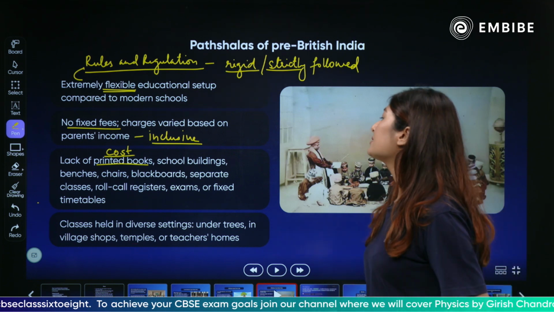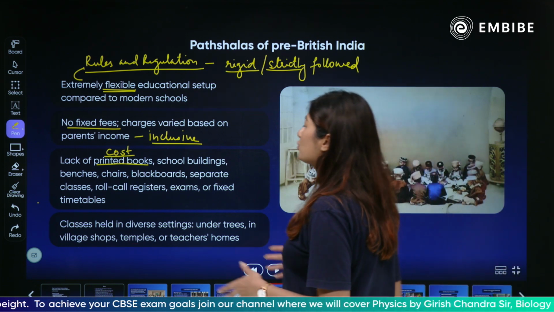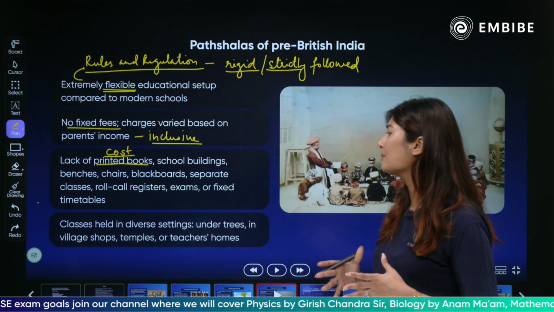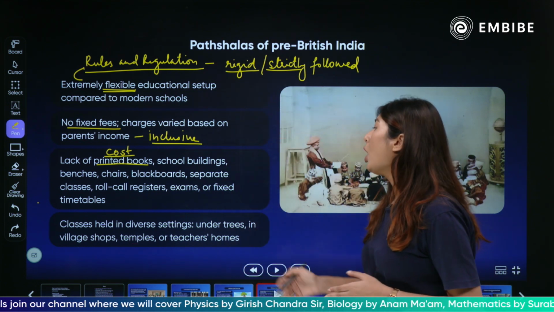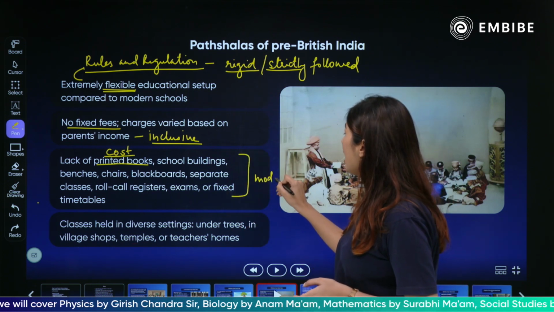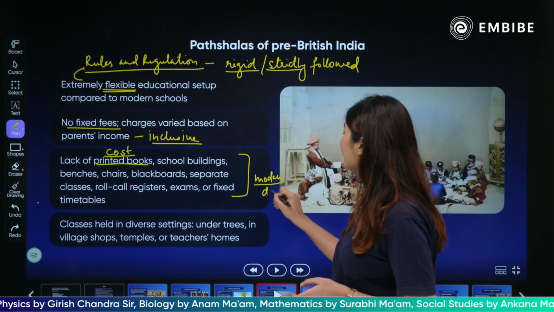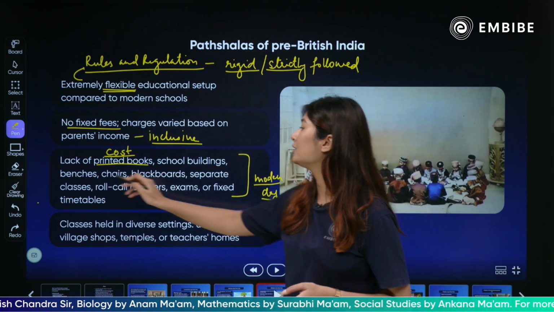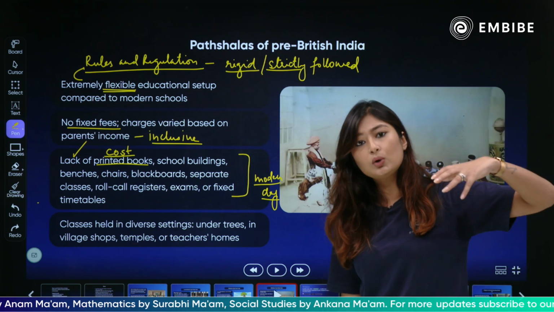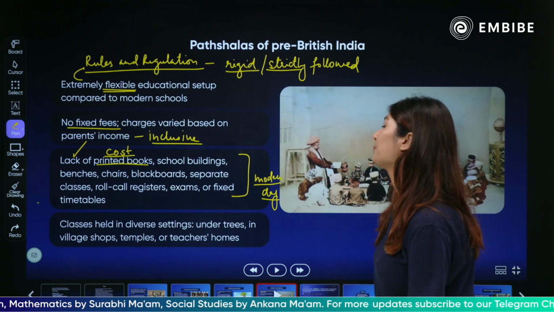So school buildings, benches, chairs, blackboards, separate classes, roll call registers, exams or fixed timetables, all of these things that we have in the modern day today did not really exist back at that time. There was a shortage of these things and they were not always found everywhere, so to say.